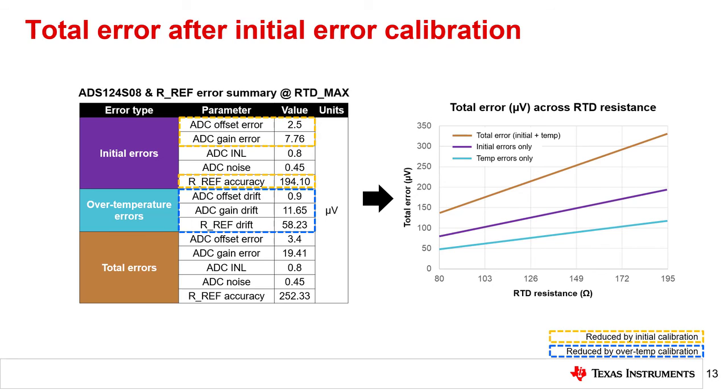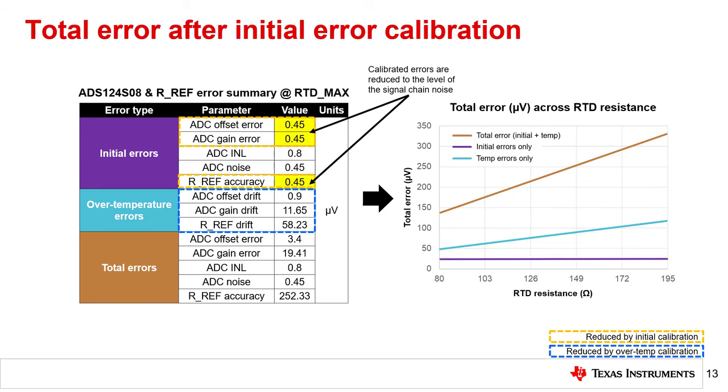The error table on the left was introduced earlier in this presentation, where the errors are calculated at the maximum RTD input resistance, RTD max. The plot on the right graphs these errors across the entire RTD resistance range used in this example, which was from 80 ohms to 195 ohms. After completing the initial calibration, the offset, gain, and RF errors can be reduced to the level of the noise as shown. The purple plot on the right reduces to effectively 0 microvolts of error at any measured RTD resistance.